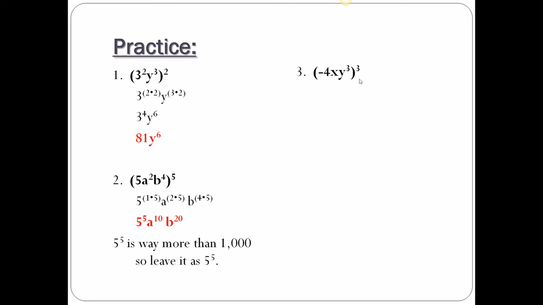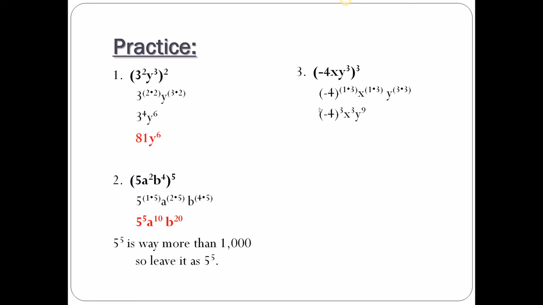All right, let's do it again. We need to give everybody in parentheses a power of 3. We're going to give that negative 4 a power of 3, 1 times 3. We're going to give that regular old x a power of 3, 1 times 3. We're going to give that y to the 3rd a power of 3. And so we end up with negative 4 to the 3rd, x to the 3rd, y to the 9th.